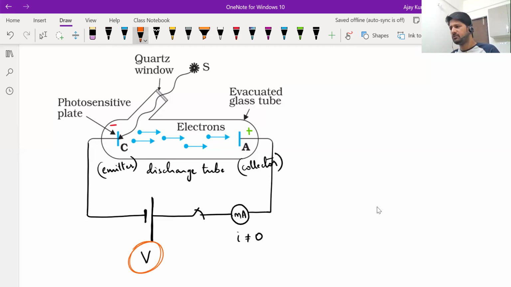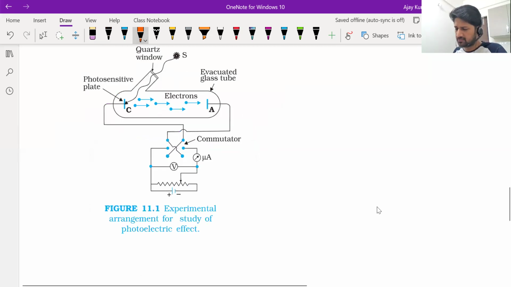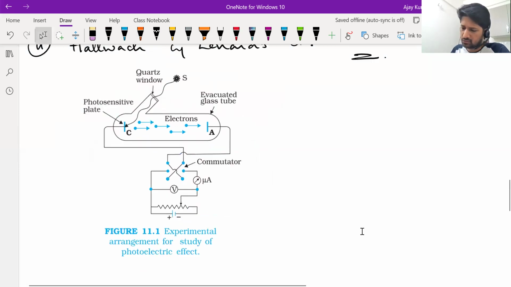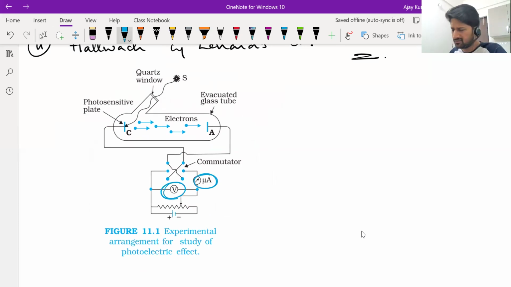So Hallwachs and Lenard conducted experiments based on this. This is the proper experimental setup that they used. There is a source of voltage, as you can see, and there's an ammeter, a microammeter, because the currents are expected to be very, very small. And there's something called a commutator here.